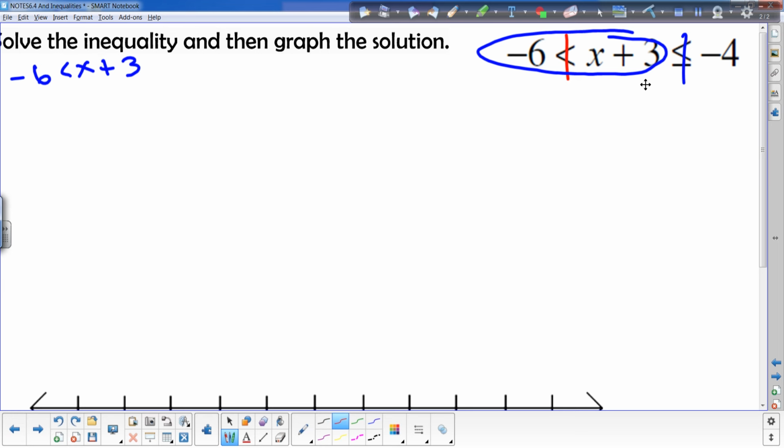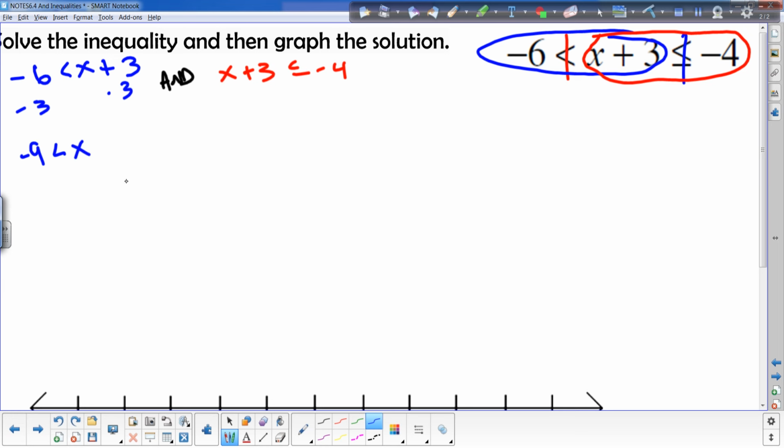Then I'm going to do the middle section and the right. So now I have x plus 3 is less than or equal to negative 4. And remember that whenever it's joined together like this, this automatically means it's an and. Whenever you see two inequalities in one thing, it's automatically an and. So now I just got to solve each one of these. Minus 3, negative 9 is less than x.